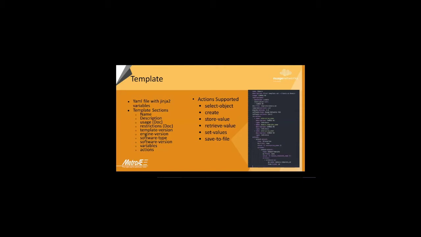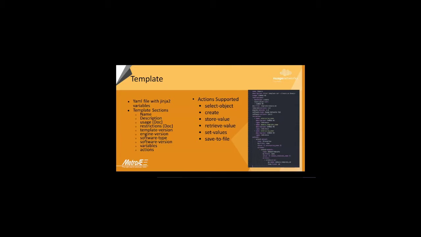And then the template version, which is the version of the template that you're trying to do. And the engine version is the MetroAE config engine version that this template supports. And then the software type is, so when we designed the configuration engine, we envisioned that we're going to use it for multiple components. That's why the software type is here. Most of the time, we work with the VSD, so your software type is going to be the VSD. And software version is the version of the VSD that you're going to target against.